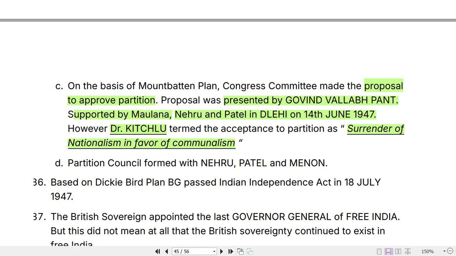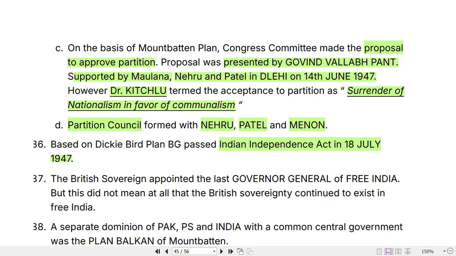Finally, according to the Mountbatten Plan, a partition council was to be set up in which there were going to be members like Nehru, Patel and VP Menon. Okay, now based on the Mountbatten Plan, the British government passed the Indian Independence Act in July 1947. You can just remember the month, July 1947. The Indian Independence Act was passed by the British government.